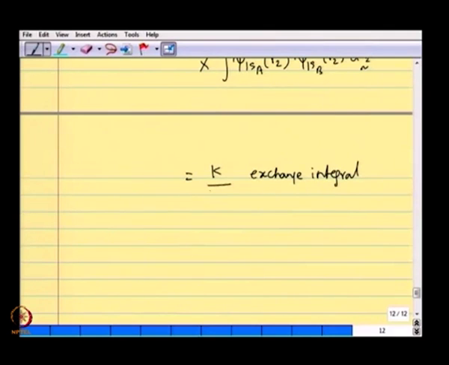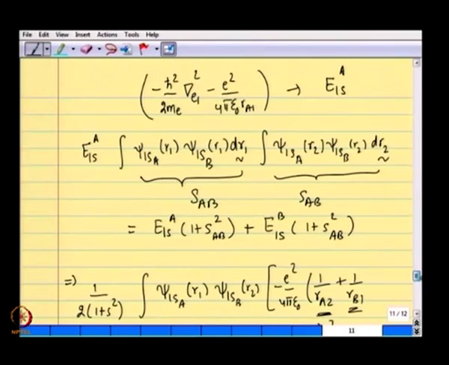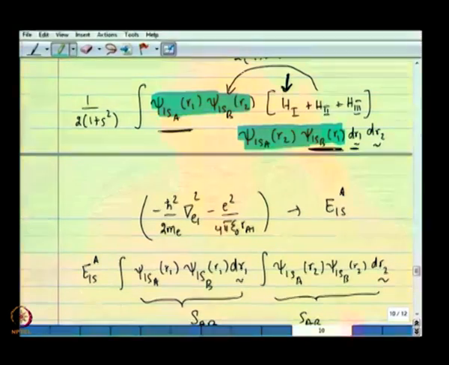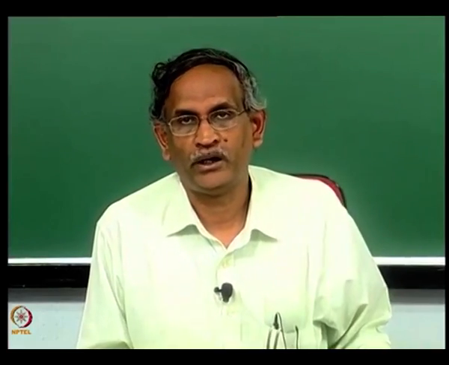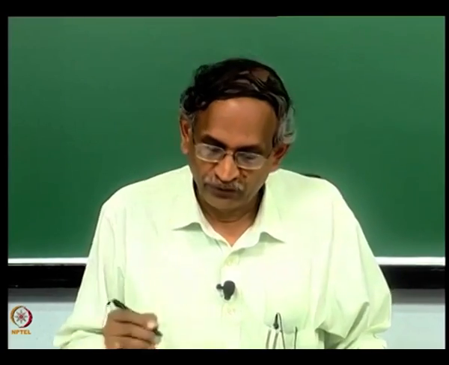Of course, multiplied by 1 by 2 into 1 plus S_AB square. Okay. So, term 2, or the group of terms which involve the two different wave functions, psi 1s A(r1) psi 1s B(r2) and the wave function psi 1s A(r2) and psi 1s B(r1) with the Hamiltonian in between, give you the energy E 1s A, the energy E 1s B, both multiplied by 1 plus S square, and of course, the rest of it being simply called the exchange integral K.